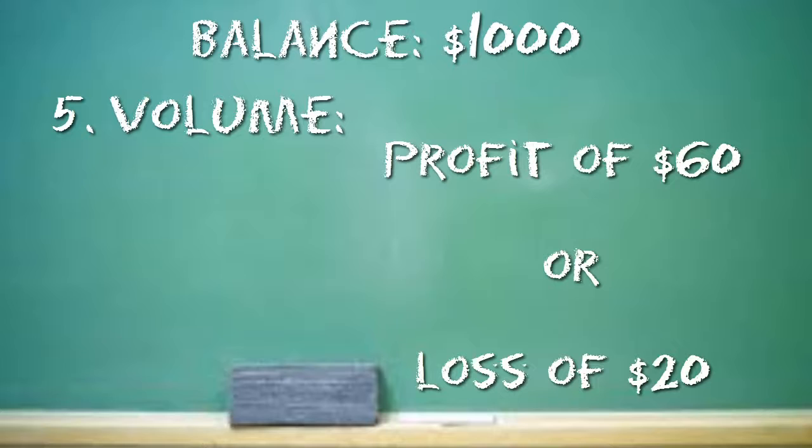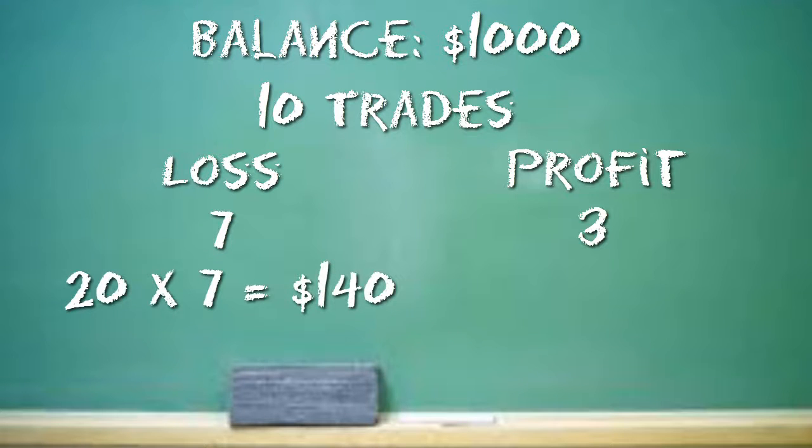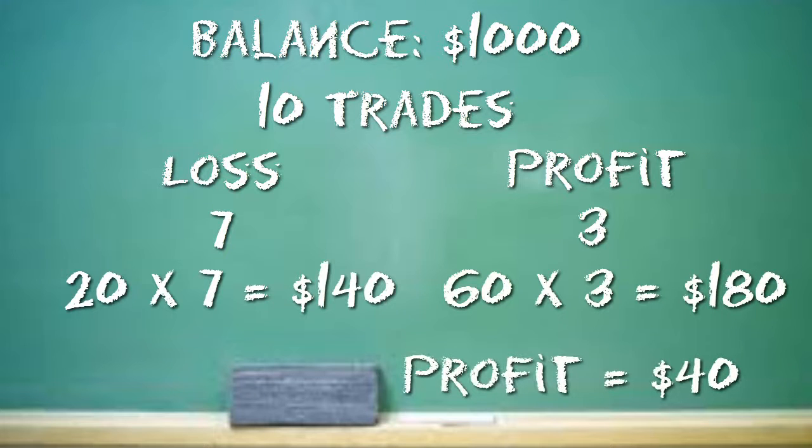Just to put this in context, let's say we place 10 trades and we lose on 7 of them and we only profit on 3. With a 70% loss rate, you will find that you're still profitable, and this is why. If you're losing $20 every time and you lose in 7 trades, then you lose $140. But if you're making $60 every time and you profit on 3 trades, you make $180. That's $40 more than you started with.